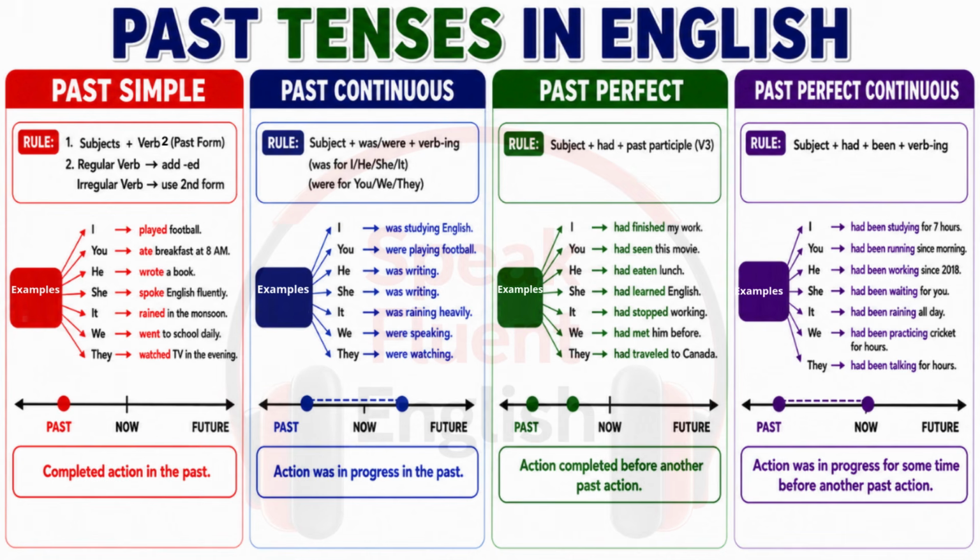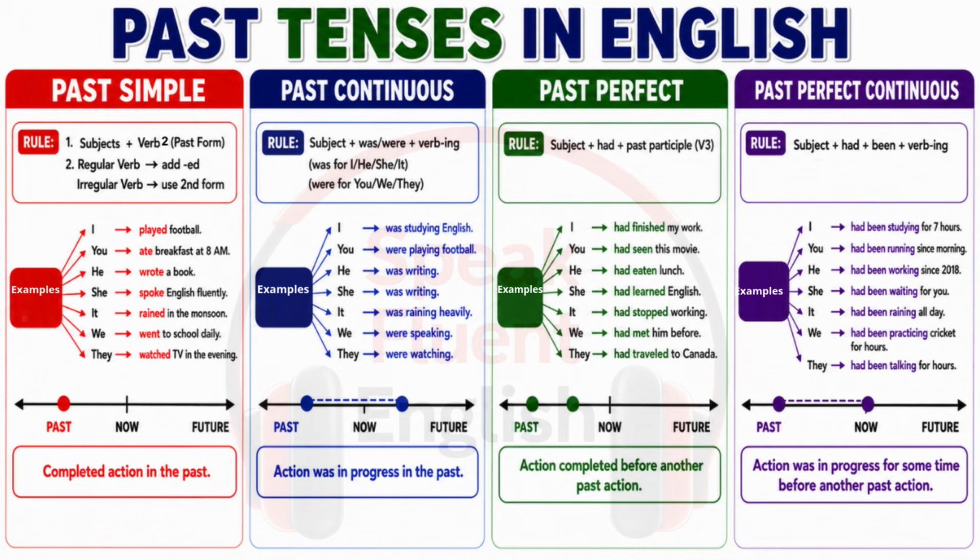Now, I will explain the past tenses in English. These tenses are very important because we use them when we talk about actions and events that happened in the past. In this lesson, we will learn the 4 past tenses: past simple, past continuous, past perfect, and past perfect continuous. Let's begin. First, past simple.